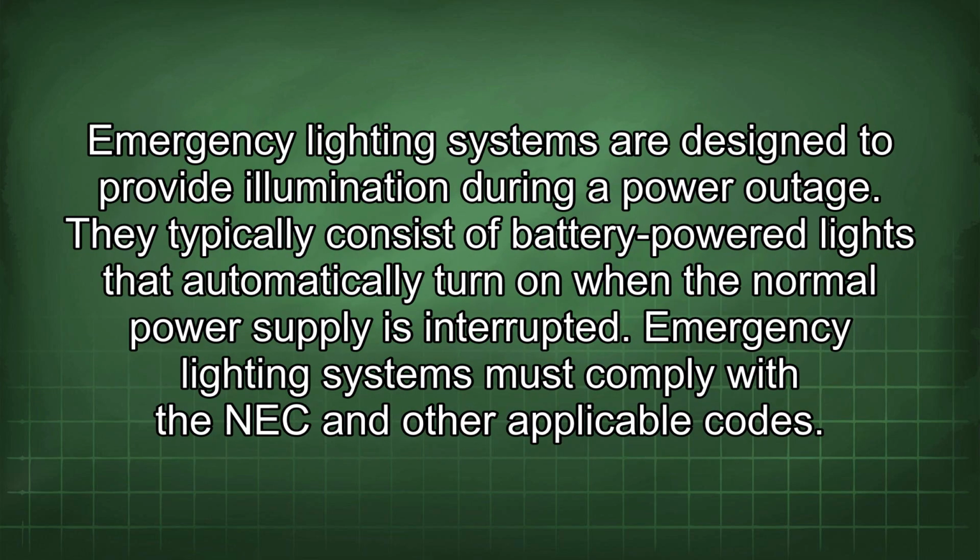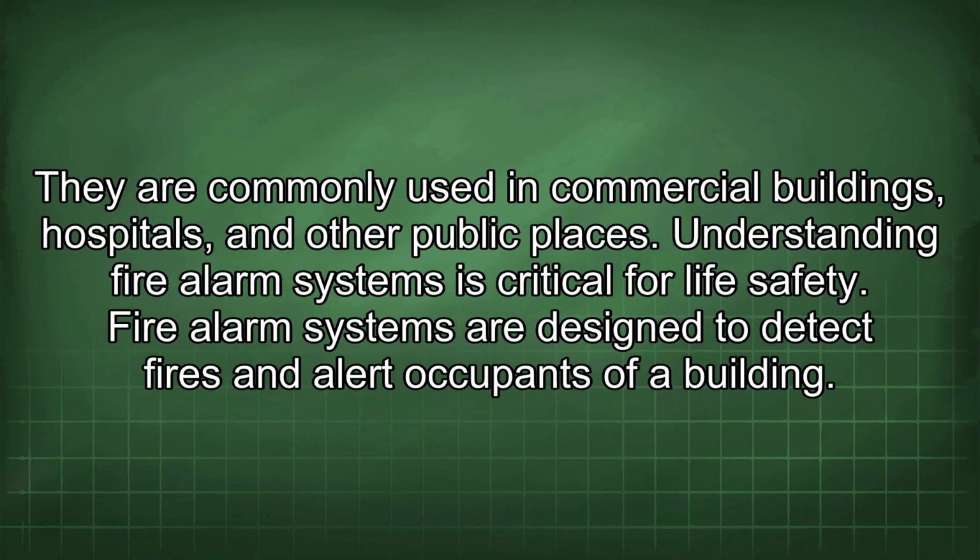Emergency lighting systems are designed to provide illumination during a power outage. They typically consist of battery-powered lights that automatically turn on when the normal power supply is interrupted. Emergency lighting systems must comply with the NEC and other applicable codes. They are commonly used in commercial buildings, hospitals, and other public places.